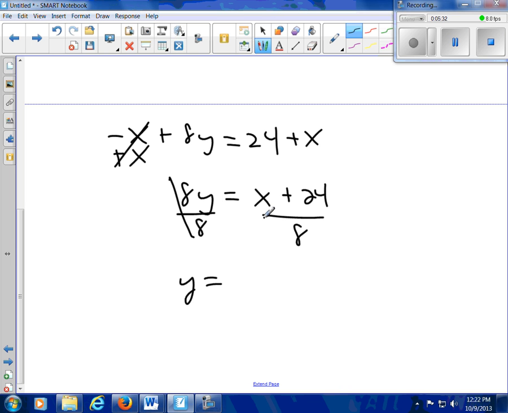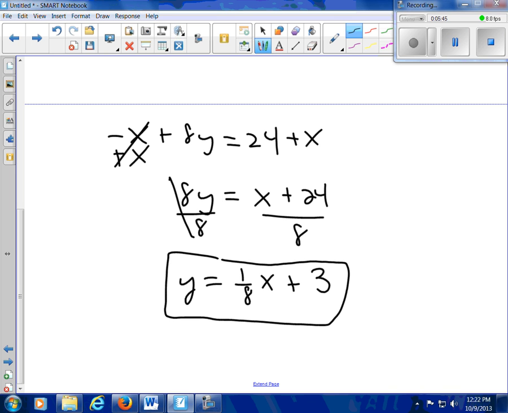So y equals 1 over 8x plus 24 divided by 8, and that gives me 3. So that is my equation in slope-intercept form. And you do the same exact process if you had picked the other equation in your point-slope form problem. So for time's sake, I'm not going to show it to you twice, but the process is exactly the same.